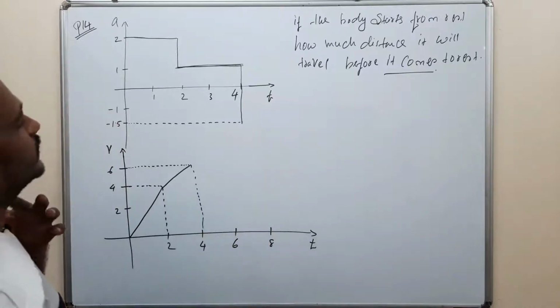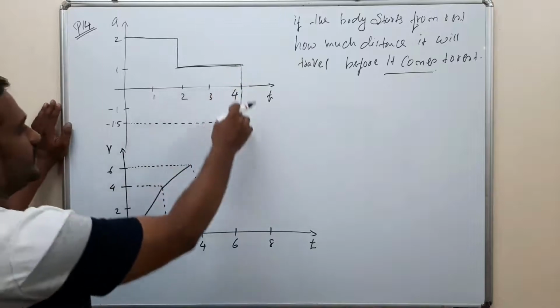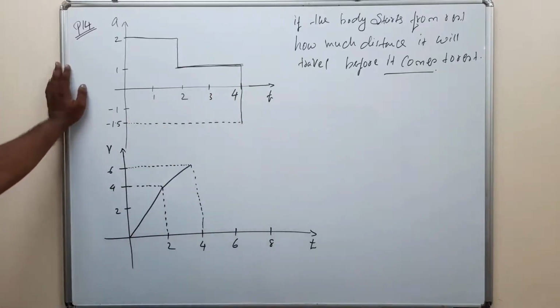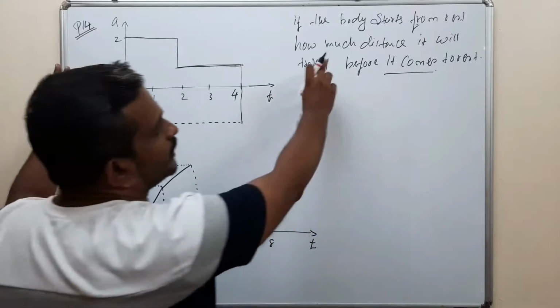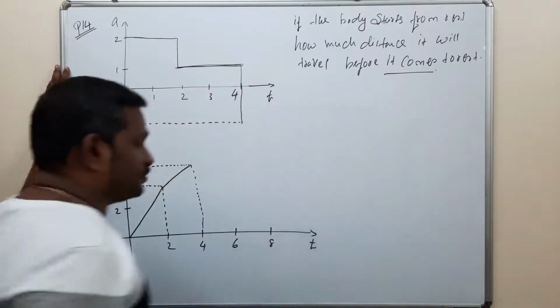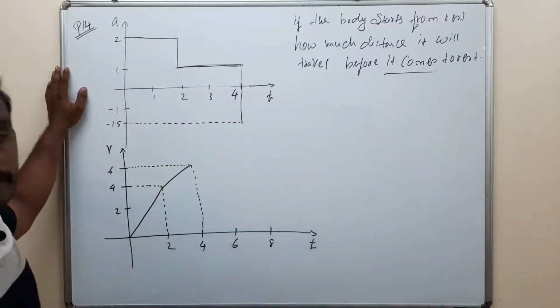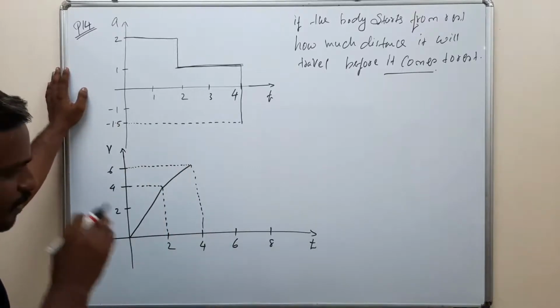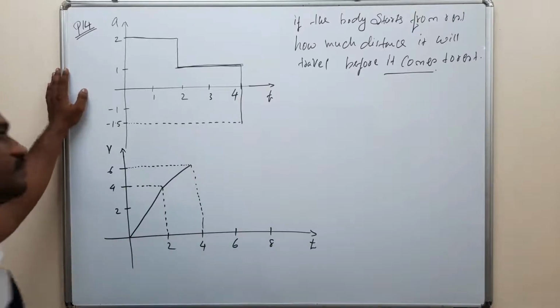After that, the body moves with a deceleration of minus 1.5. In the question it is given that the body starts from rest, how much distance will it travel before it comes to rest. Finally, the body comes to rest. So we have to find at what time the body comes to rest.